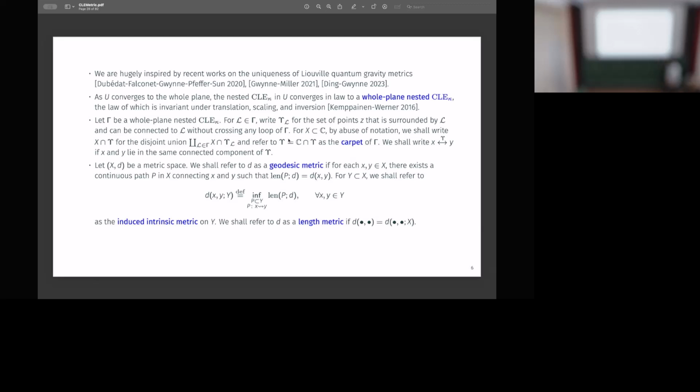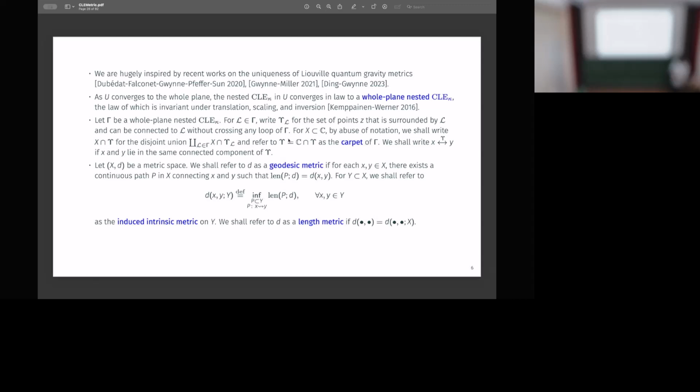Also, given a metric space X and a subset Y, we can define an induced intrinsic metric in Y. For any 2 points in Y, we consider all the paths in Y connecting these 2 points, and take the infimum over all these paths connecting these 2 points but contained inside Y. This is defined to be the induced intrinsic metric.